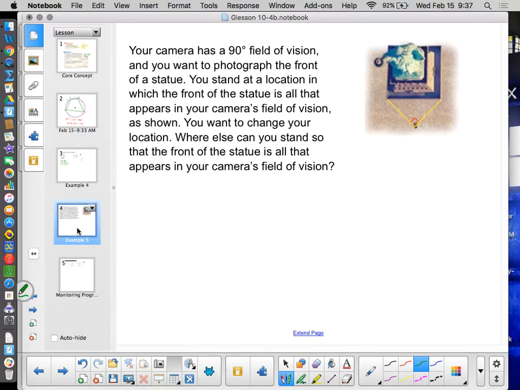Here's an application. It says your camera has a 90-degree field of vision, and you want to photograph the front of a statue. It looks like the Statue of Liberty. You stand at a location in front of the statue where all that appears in your camera's field of vision is the front, as shown. You want to change your location. Where else can you stand so that the front of the statue is all that appears in your camera's field of vision?